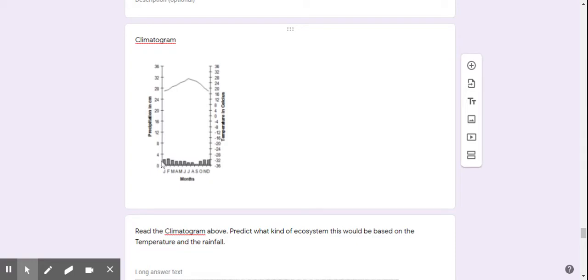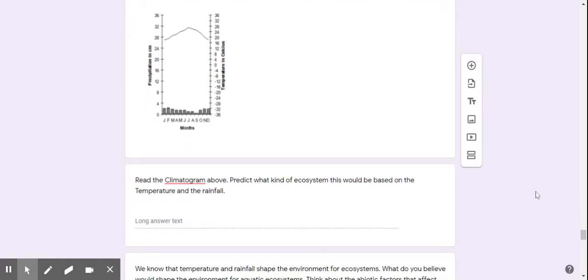But then we look at the bottom. We look at the rain. It can go anywhere from the bottom line, which is 1, to the top line, which is about 3 centimeters of rain. That's not actually very much rain. So this is a kind of hot environment with very little rain. So what kind of ecosystem is very little rain and kind of hot? Well, in this case, what comes to mind is a desert, and this is what this would be. It would be a desert.